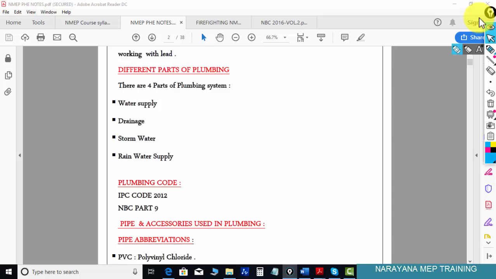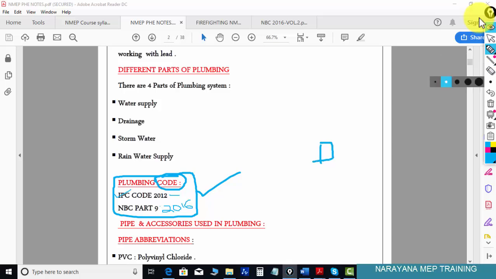Next is plumbing code. We are using plumbing code IPC, International Plumbing Code 2012, or NBC Part 9 2016. Yesterday only I showed you what that is. We will have a detailed one at the end. After completing all the basics, then we'll go into the codes, what all the codes say. Based on that you have to design. Final design you will do, but you also have to follow the code along with that.